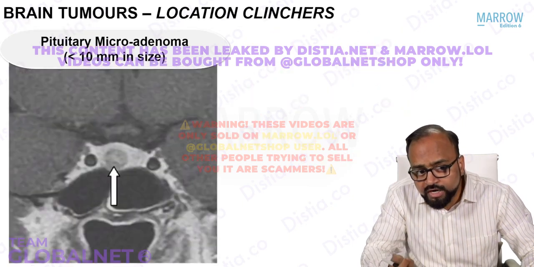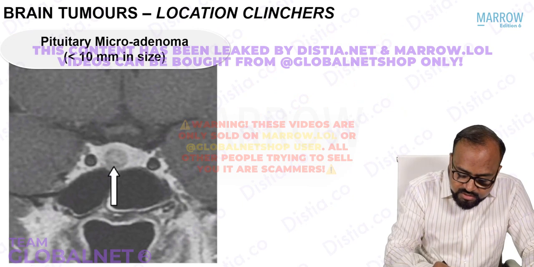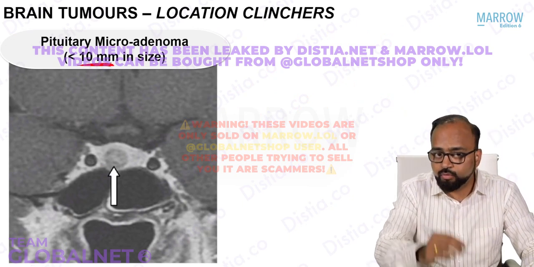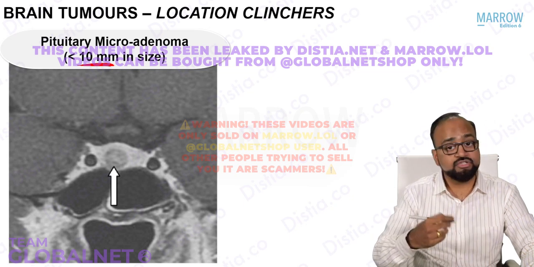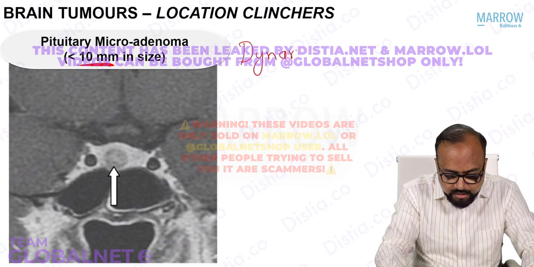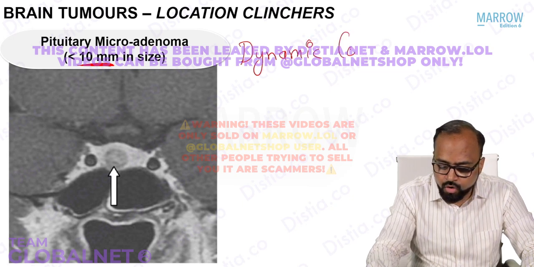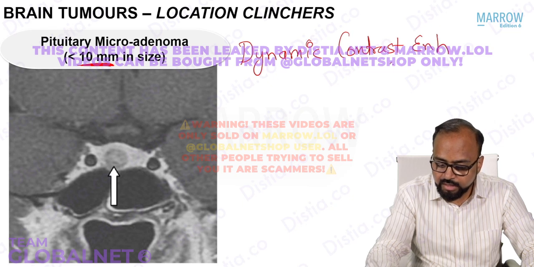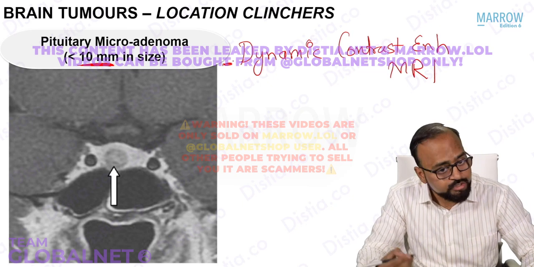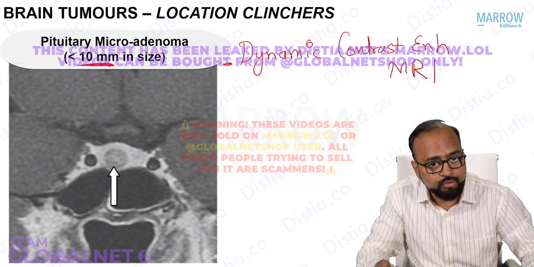Now if there is a very small adenoma, it is called a microadenoma if its size is less than 10 millimeters. A specific technique is required for its diagnosis because its enhancement pattern is different. What is that technique? It is called dynamic contrast enhanced MRI. So dynamic contrast enhanced MRI is used for the diagnosis of pituitary microadenoma.